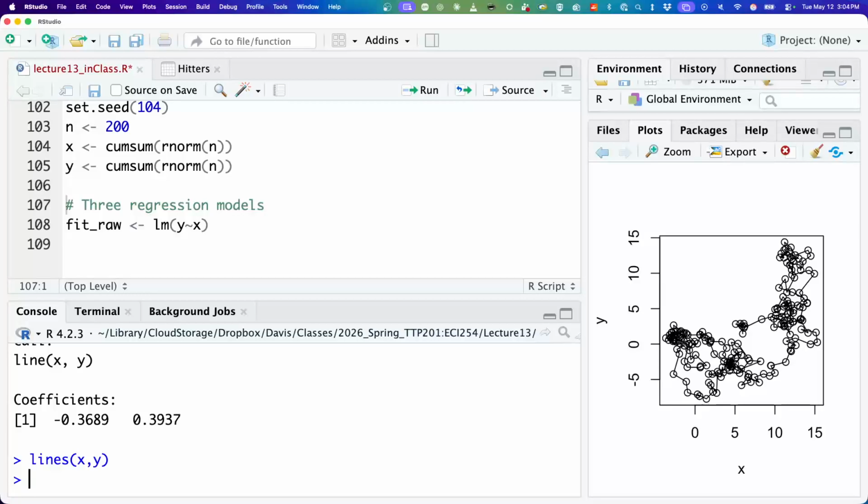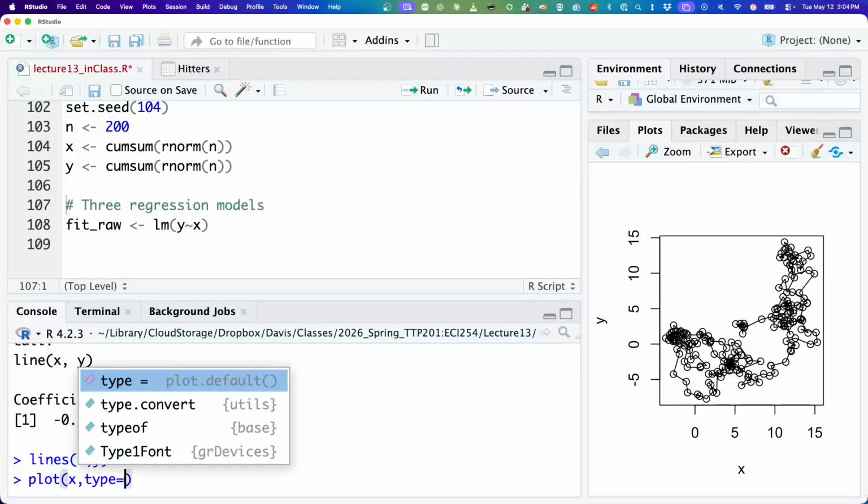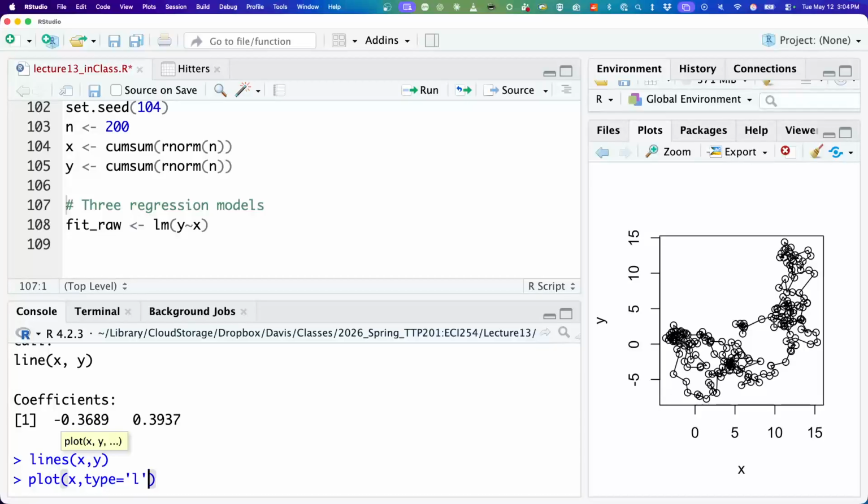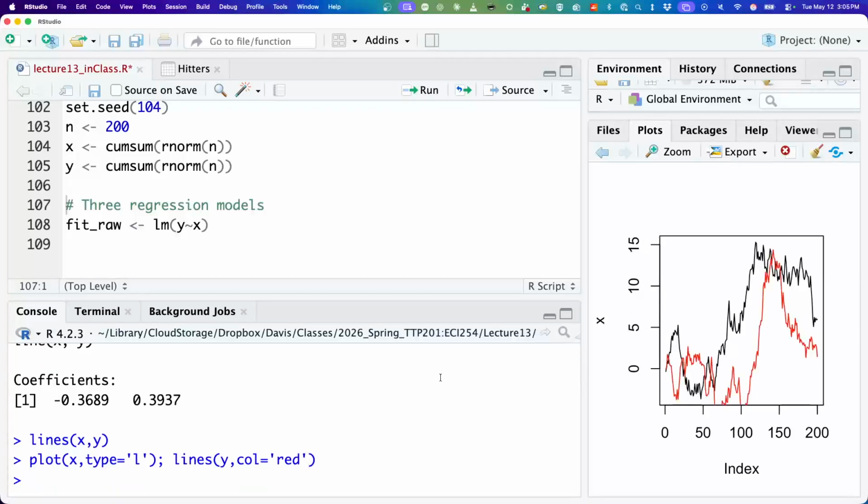Oh no, it has to be in order. Okay. Here we go. So I can do it like this. X type equals L, lines Y. Here we go.